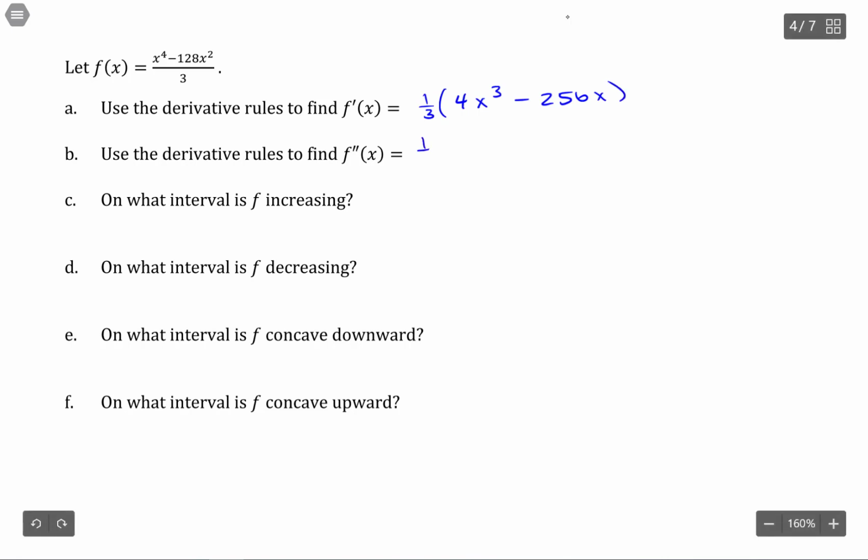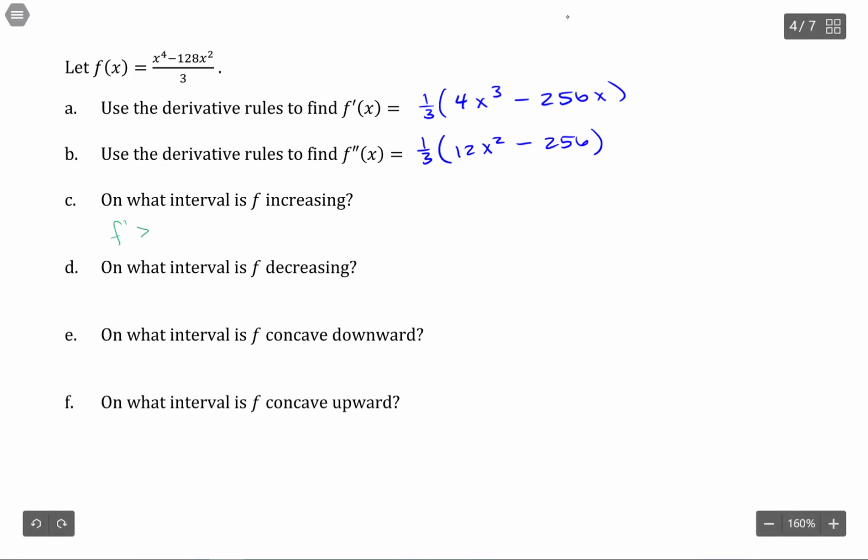And the second derivative, I still have the 1/3 out here, and it would have a derivative of 12x squared minus 256. All right, so there's our first and second derivative. The intervals of increase and decrease.